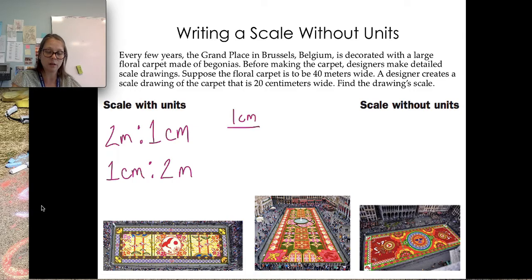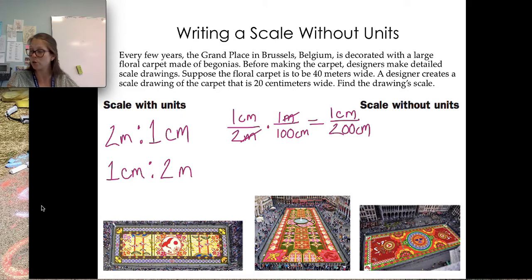Now, to scale this into just centimeters, I'm going to write this as a fraction, so 1 centimeter to 2 meters in fraction form. Then I'm going to remind myself that 1 meter converts into 100 centimeters. So my unit of meters cancels out, and I have 1 centimeter to 200 centimeters, because I would do 2 times 100. So my scale without units would be 1/200.